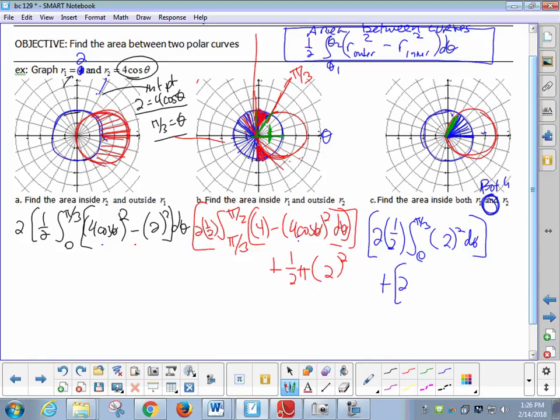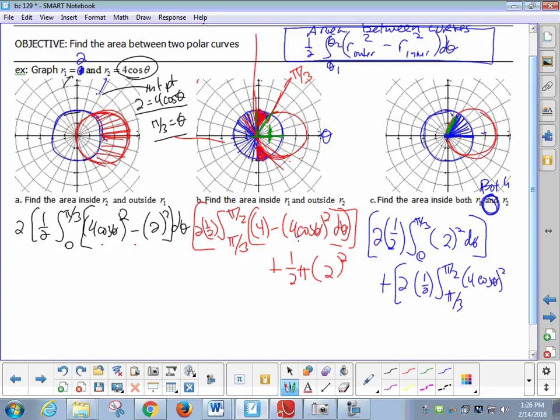2 times a half. There is symmetry. From pi over 3 to pi over 2. You're going green until you get into the origin, which is at pi over 2. And that's inside the red circle, so 4 cosine theta.